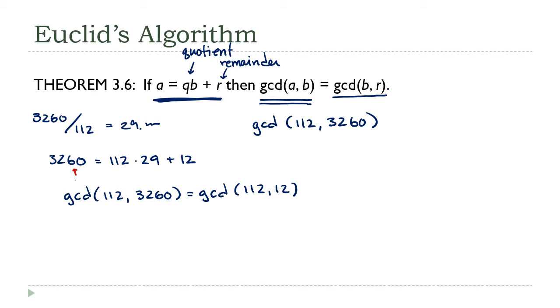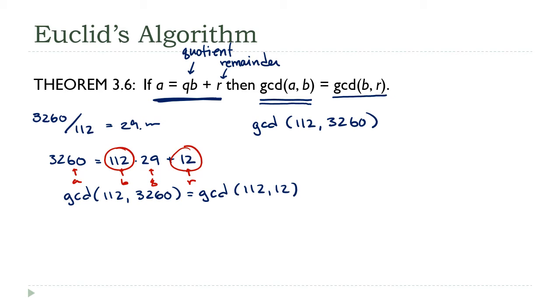3,260 is A. 112 is B. 29 is Q, which I don't really use. And 12 is R, that remainder. Right? So it was B and R that became my new greatest common divisor expression.